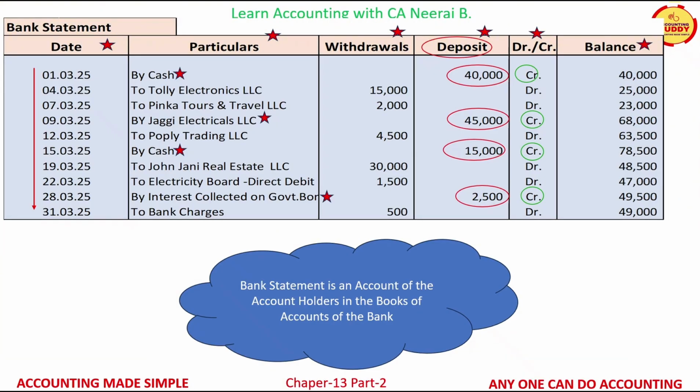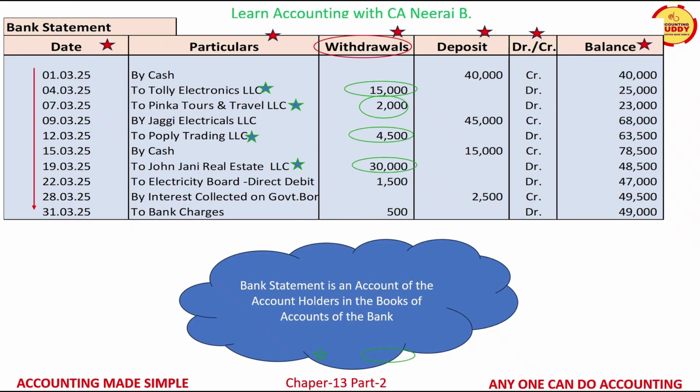All the transactions which will reduce the bank balance are recorded under withdrawal column. These transactions include payment to suppliers or electricity expenses paid by the bank on periodical basis as per account holder's instructions, or bank charges debited by the bank for the services rendered to the account holder. All withdrawal transactions are debited in the bank statement.